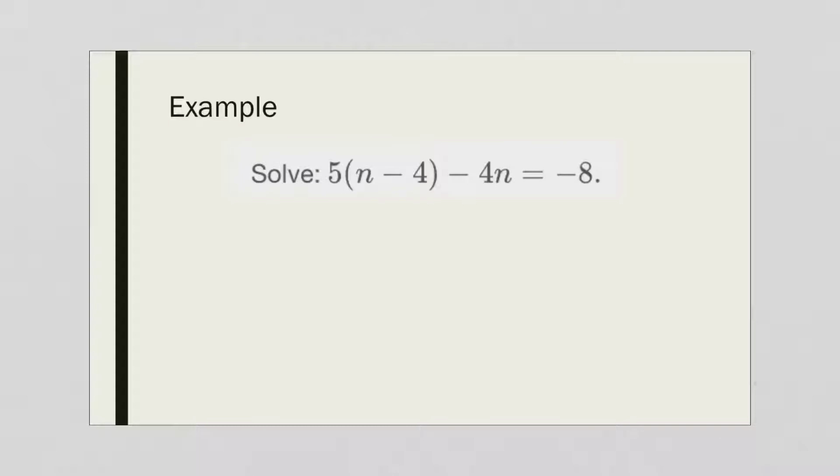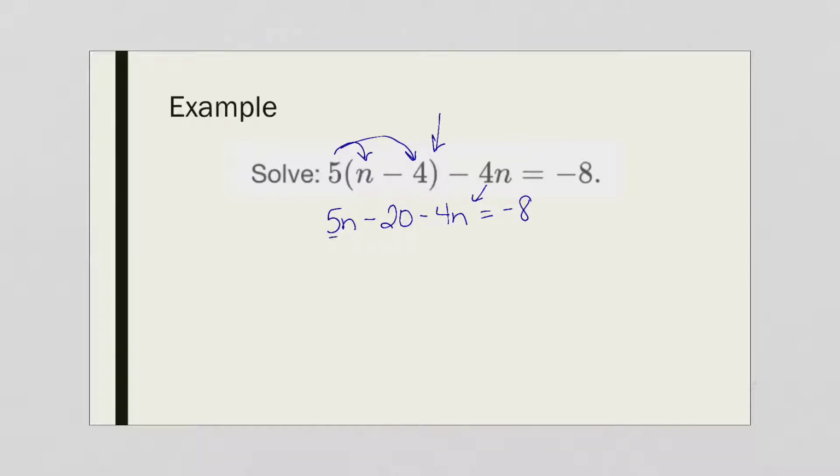All right, so look at this problem. We know that we have distributive property. Now this closed parenthesis right here is a stop sign. It says do not distribute past this symbol right here. So don't distribute past the closed parenthesis. So I'm going to distribute 5 times n is 5n. 5 times minus 4 is minus 20. And then I'm just rewriting this, minus 4n equals negative 8.